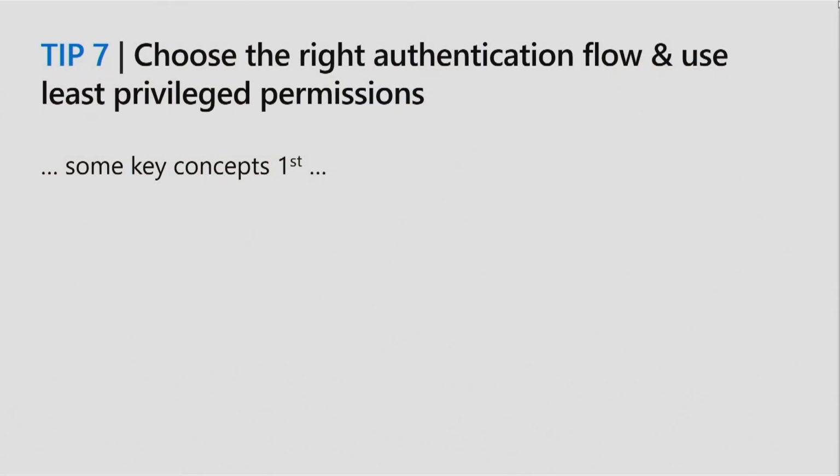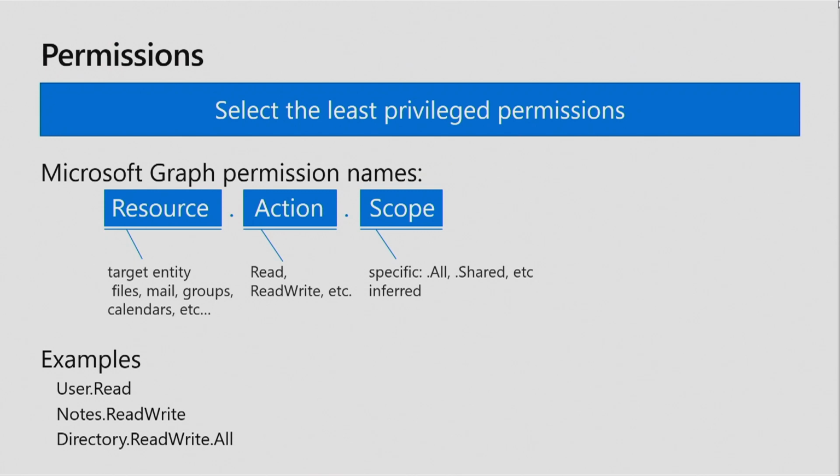Indeed, but let's first start with some key concepts. I'm going to talk about permissions. It's very important that you select the least privileged permissions in your application. The way that permissions are structured is that there is a resource, for example, a mail or a file or a group. There is an action that you're executing on that data, whether it is read or read-write. And there is a scope that it applies to, for example, whether it is personal, or to all the users, or to shared data. Some examples here: User.Read, Notes.ReadWrite, or Directory.ReadWrite.All.